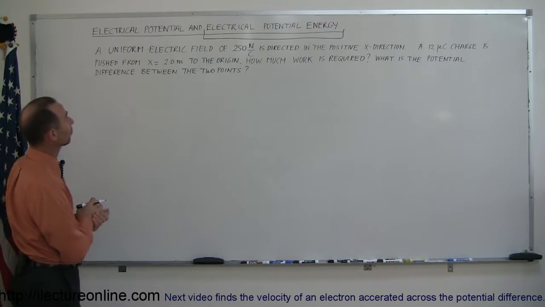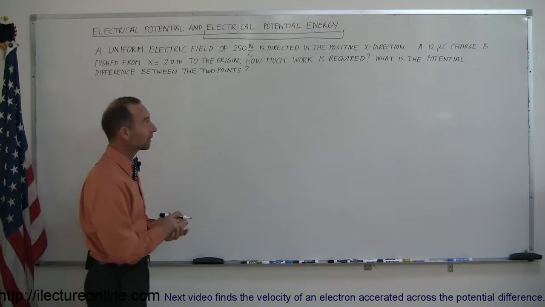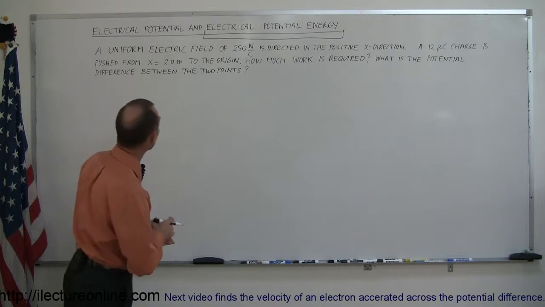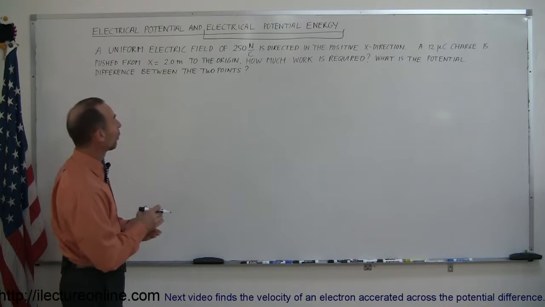So the problem we're looking at today is as follows. A uniform electric field of 250 newtons per coulomb is directed in the positive x direction. A 12 microcoulomb charge is pushed from x equals 2 meters to the origin. How much work is required? What is the potential difference between the 2 points?